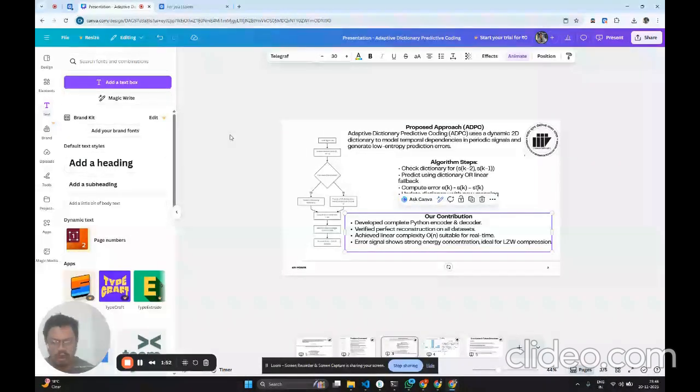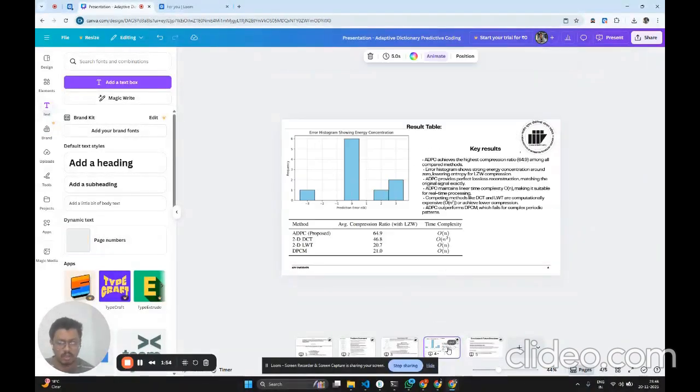Now we'll move to slide number 4, which is results. These slides represent the results for our implementation. The first figure shows the error histogram, and we can clearly see that most of the error values are clustered around zero. This confirms the energy concentration property of ADPC, and that directly improves compressibility.